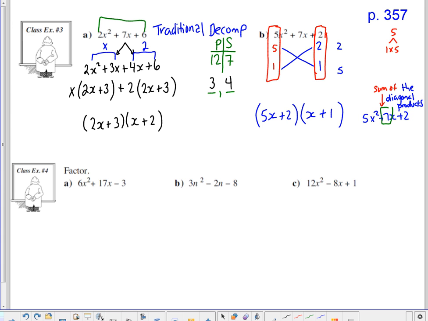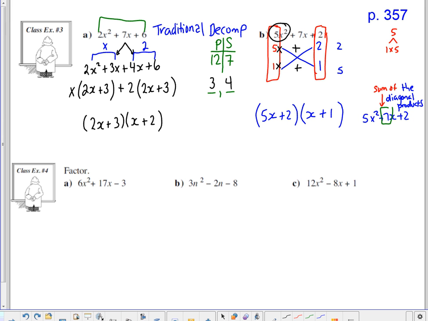Remember, we can go back and put in our variables. We actually want a product here, 5x squared. So this was 5x and 1x, right? And the signs here were positive. So 5x plus 2 and x plus 1. And there it is.